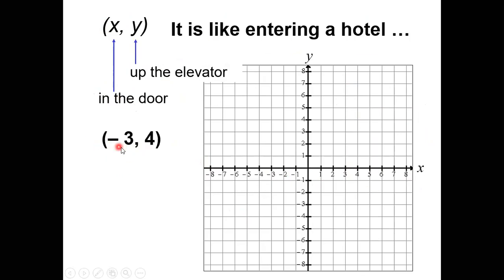The ordered pair given here is -3, 4. So, start from the origin. The first number, the X coordinate, is -3. So, first move to -3. So from the origin move to -3. After that up 4 units. So this is the coordinate -3, 4.